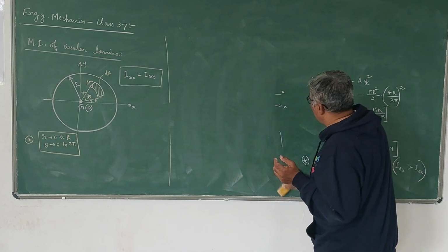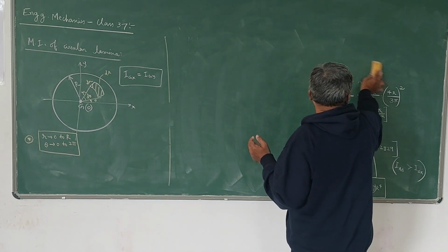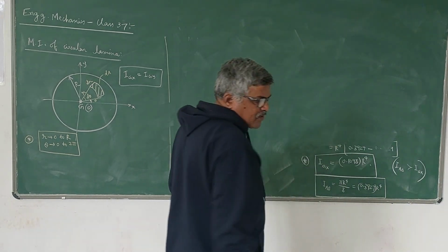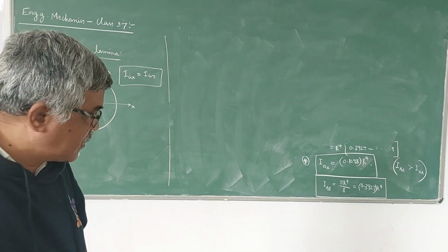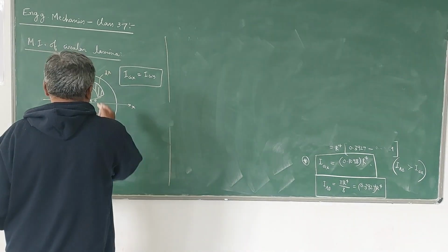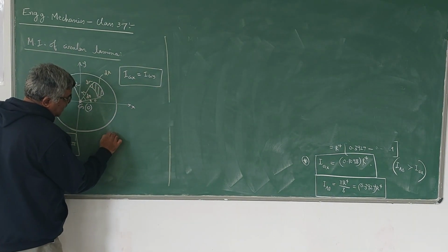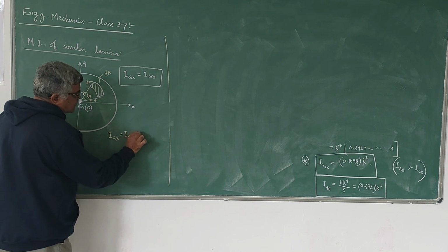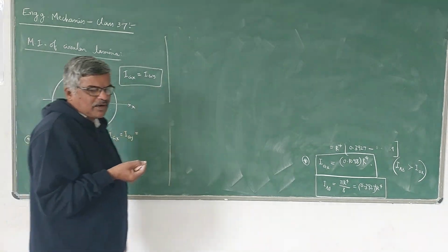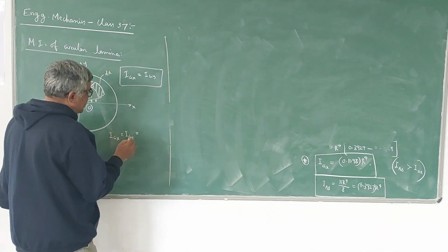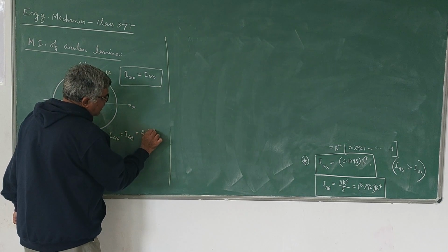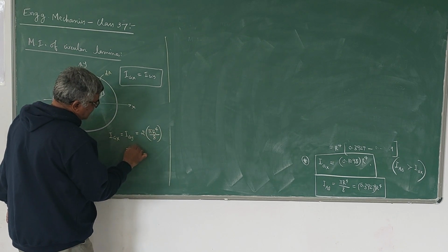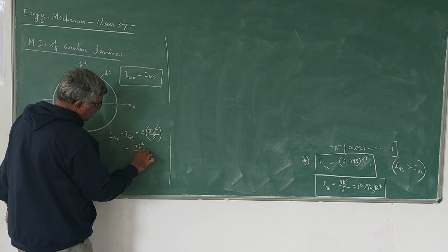So on similar lines, we can always derive the expression for semicircle and quarter circle also. For a circle, IGX will be equal to IGY, which is double that of the semicircle. That means it is 2 times pi r power 4 by 8, or you can write it as pi r power 4 by 4.